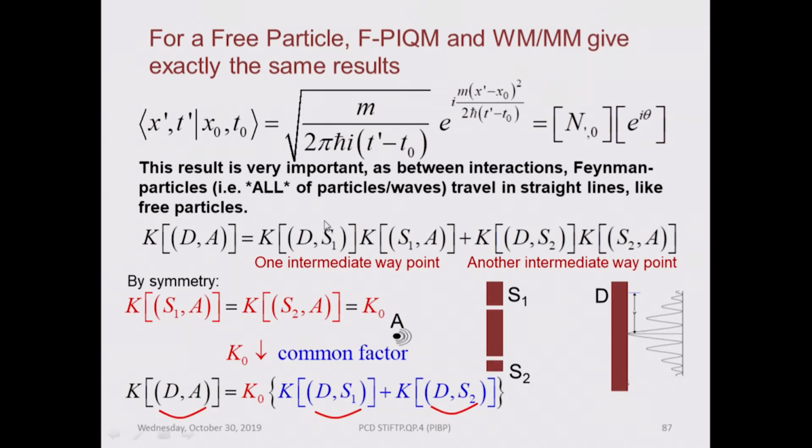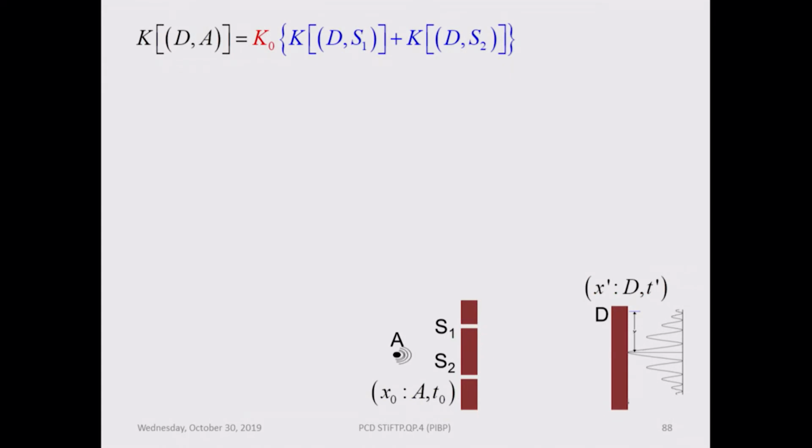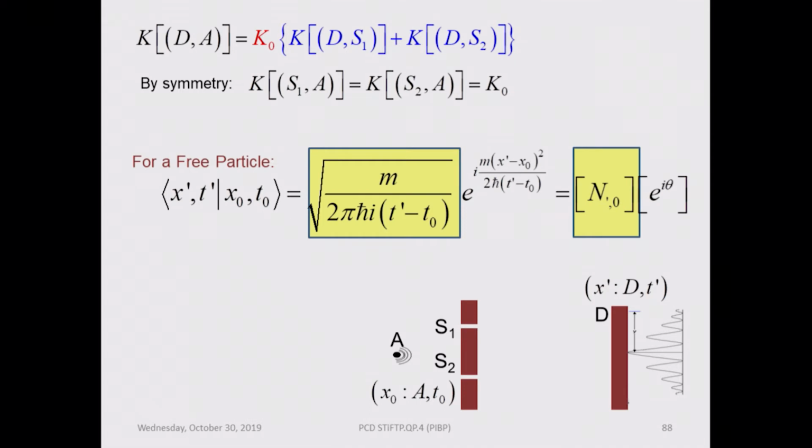So from here you extract K0 as a common factor, and now you have these two probability amplitudes. What are these probability amplitudes? One is from slit S1 to D, and the other is from slit S2 to D, from here to this point. These are the two probability amplitudes which are going to add up before you take the modulus square. Now, each probability amplitude is given by a constant times e to the i theta.